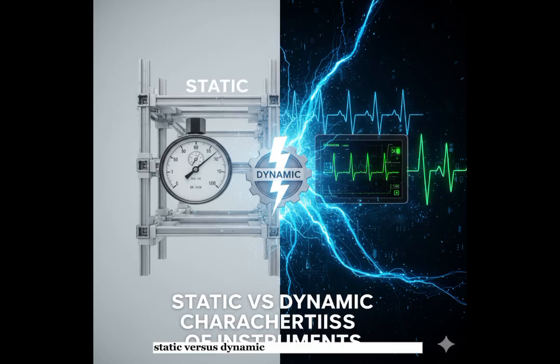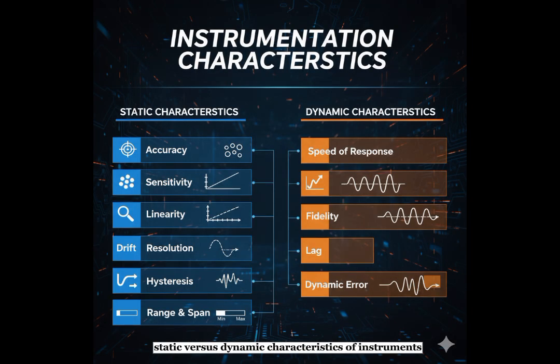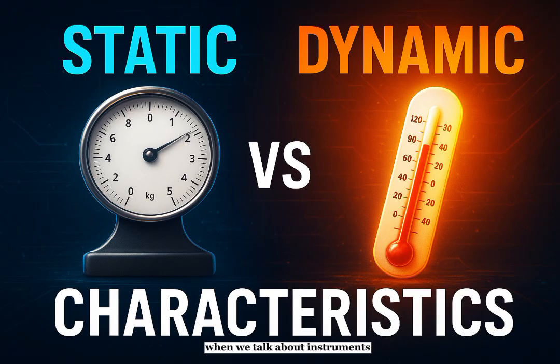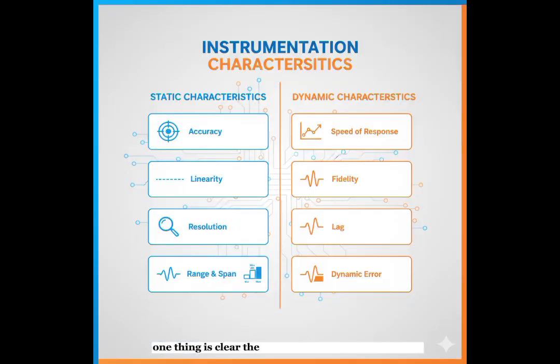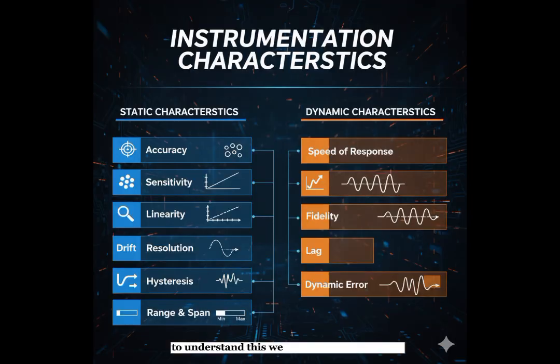Static versus dynamic characteristics of instruments. Introduction. When we talk about instruments, whether it's a pressure gauge, a thermometer, or a flow meter, one thing is clear. The true value of an instrument lies not only in what it measures, but also in how it responds. To understand this, we divide the behavior of instruments into two categories: static characteristics and dynamic characteristics.